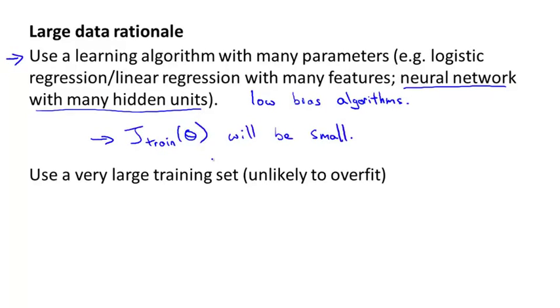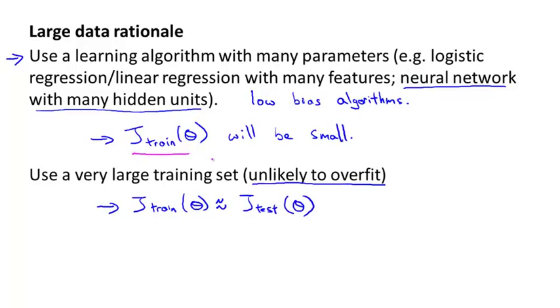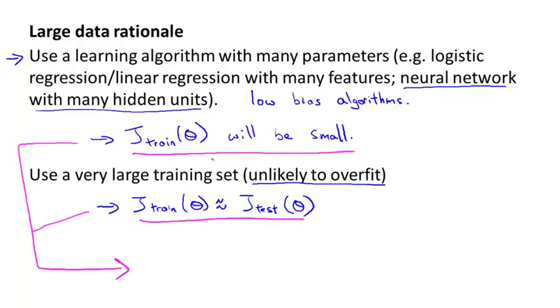Now let's say we use a massive training set. If we have a huge training set, even though we have a lot of parameters, if the training set is much larger than the number of parameters, then hopefully these algorithms will be unlikely to overfit, because we have such a massive training set. By unlikely to overfit, I mean the training error will hopefully be close to the test error. Finally, putting these two together, if the training set error is small and the test set error is close to the training error, then hopefully the test set error will also be small.